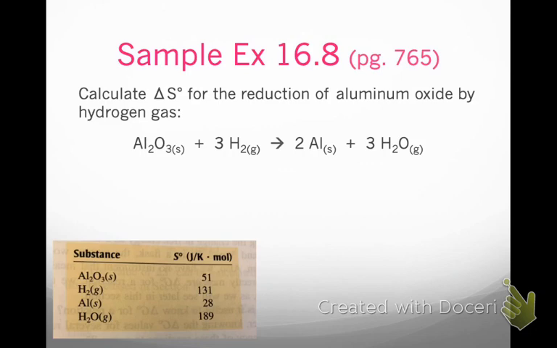I want you to try this sample exercise on your own. I give you the standard entropies down in the bottom left corner of the screen, and you should be able to plug in the numbers and solve for delta S, and then check in your book to make sure that you have the correct answer with this one. Now this one's hard to make a prediction because you have a solid going to a solid and you have gas molecules that are equal on the reactant and product side. So this one's going to be a little bit more challenging to try to make a prediction. So you'll have to see if you get positive or negative for the delta S for this one. So take a try at that one and then check in your textbook for the answer to see how you did.